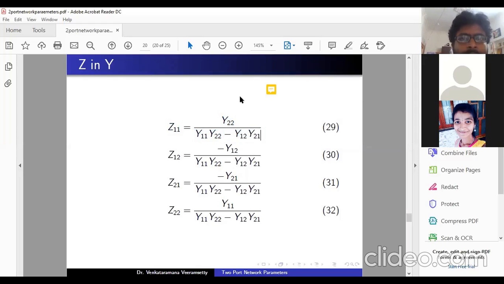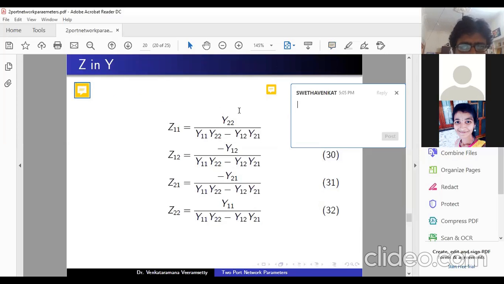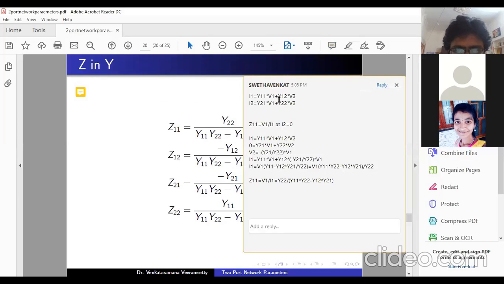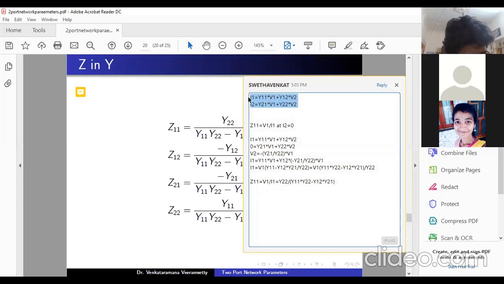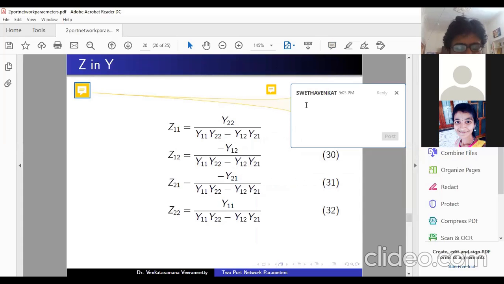Okay. Now I want to derive equation number 30. For that, you have to again start with these two equations, because I want to represent the Z parameters in terms of the Y parameters. So you start with the Y parameter equations.